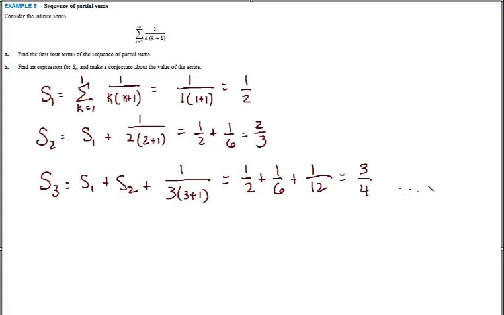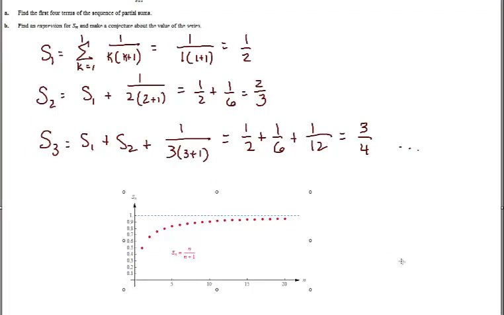And if I graph this, they want me to find the first 4, but I think you can get that next one. If I graph this, I get something that looks like this, and you can see that this value is approaching 1. And that is it for this section.